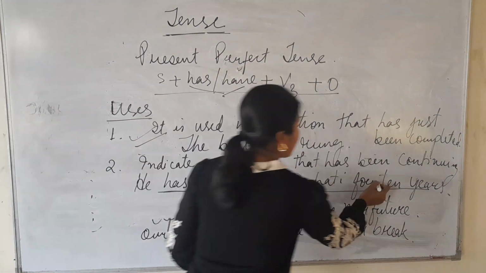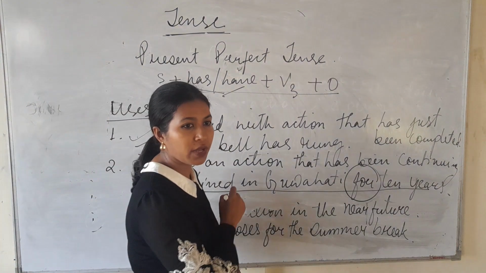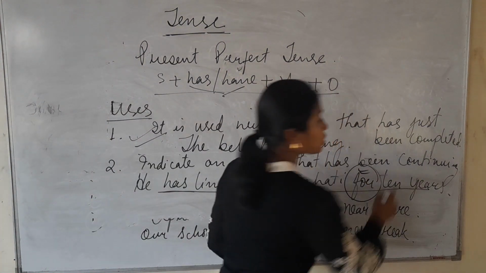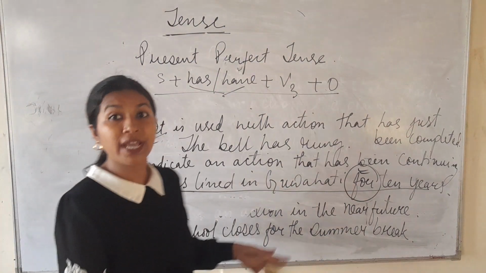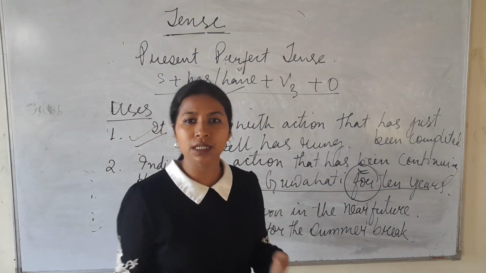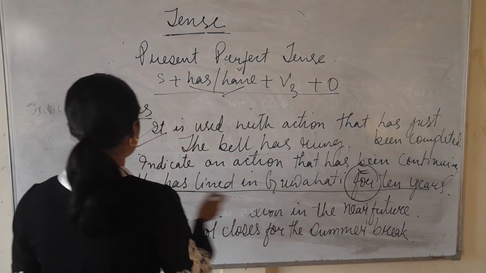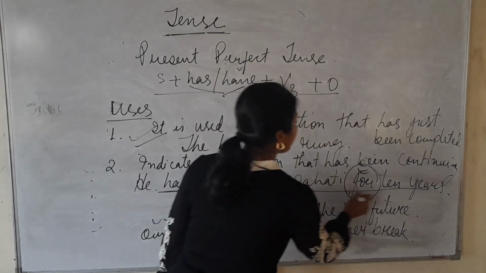Another important fact you have to know about all the perfect tenses is, whether it is present perfect or future perfect, for and since is always used. It is used in perfect and perfect continuous tenses. Future, present, past, all the perfect, for and since is used. Future perfect, present perfect, past perfect. Here also you have to use for and since. So he has lived in Guwahati for 10 years.